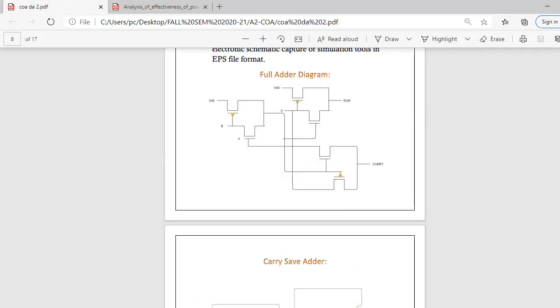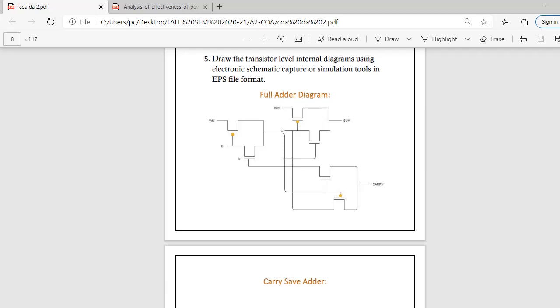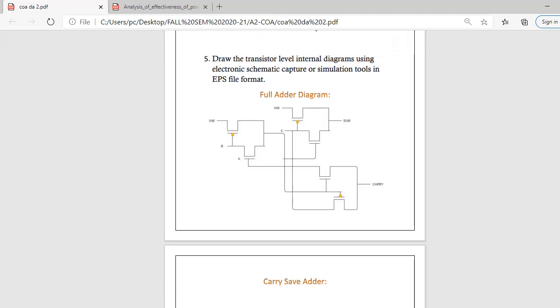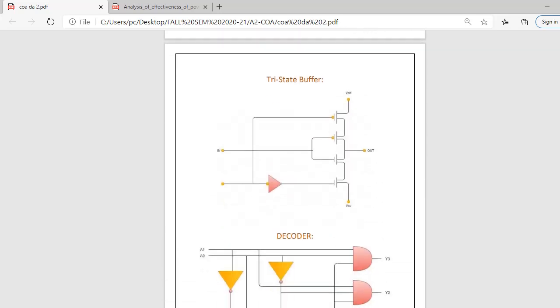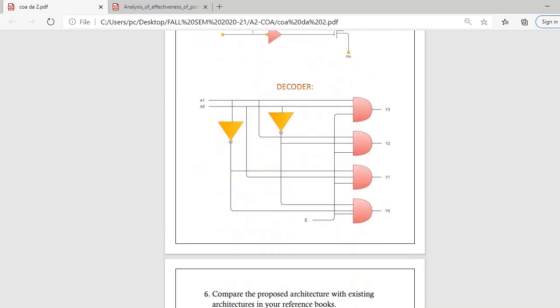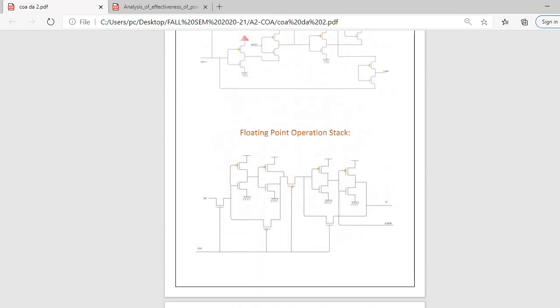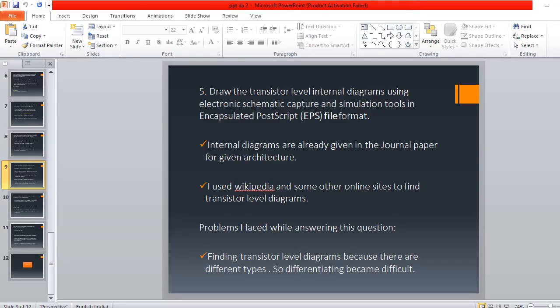And coming to my DA, these are the transistor level diagrams which I took from online sites for the full adder diagram and carry save adder, and also for the operation stack as well as the tri-state buffer and decoder. These are the internal diagrams which I chose. The problem I faced while answering this question is finding transistor level diagrams. Why? Because there are different types of transistor level diagrams for the given internal diagrams. So finding the perfect transistor level diagrams became difficult.